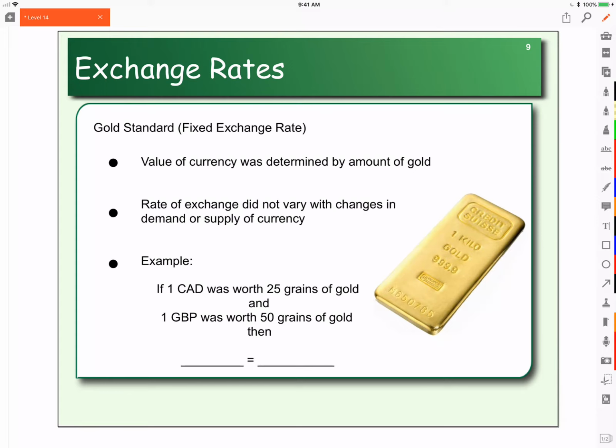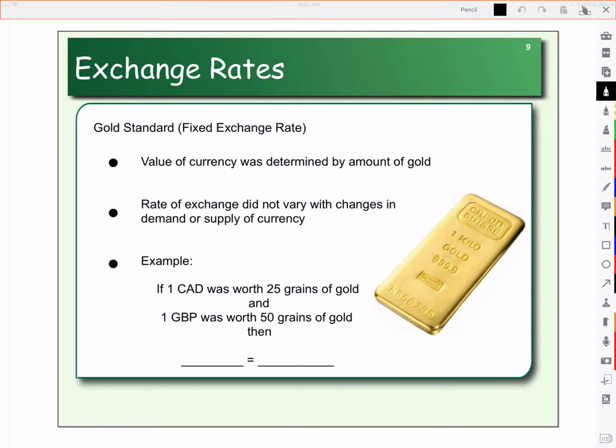So for example, if 1 Canadian dollar was worth 25 grains of gold, based on the amount of gold that we have stockpiled in Canada, and 1 British pound is worth 50 grains of gold, then you can see that both currencies are fixed to the amount of gold. We can then figure out how much the exchange rate is, because we can see that 1 British pound was worth 50 grains of gold.